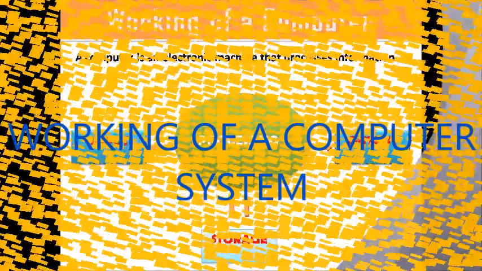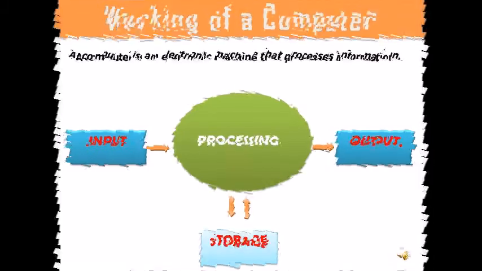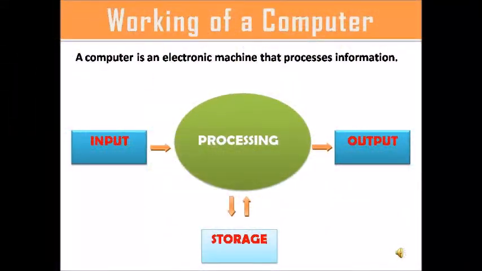A computer is an electronic machine that processes information. It is made up of many components that work together. A computer accepts information, stores and processes it. Then it displays the results.